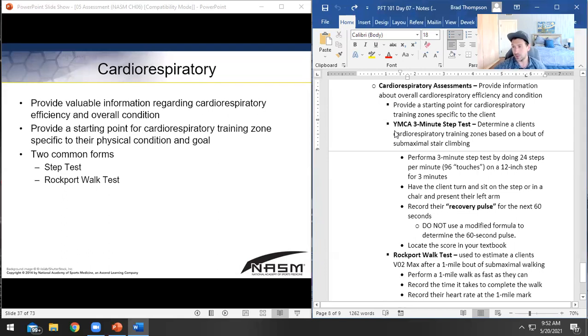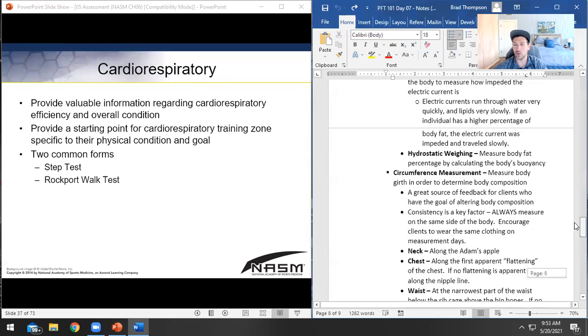They take a little bit of time. That's why we weren't able to get to them, but these are great because they tell you about your cardiorespiratory function. They're going to tell us about the overall efficiency and function of your cardiorespiratory system. And what's great is it provides us with a starting point for where you should start exercising. So what's great about these two assessments is not only can you look for improvements over time, it also tells us our starting point.